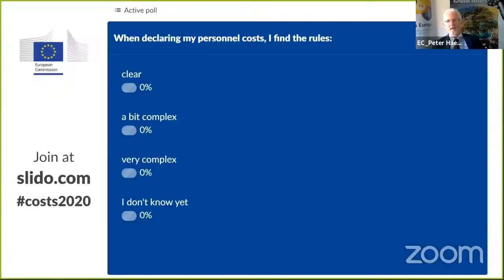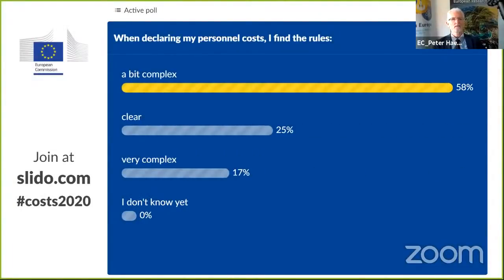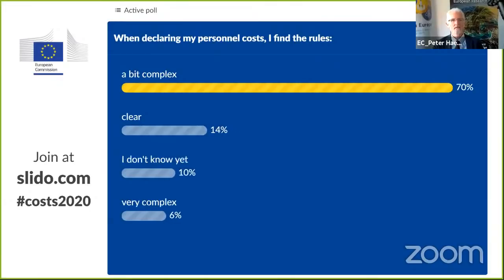We have two quick Slido poll questions following your presentation. Olivier, could you bring up the first or the third poll question? And then I would ask all the participants to go again to Slido and reply to the poll. So the question is, when declaring personnel costs, after what you heard now and after what you learned already before, do you find the rules clear, a bit complex, very complex, or you don't know at all? And thank you very much. The figures are already increasing.